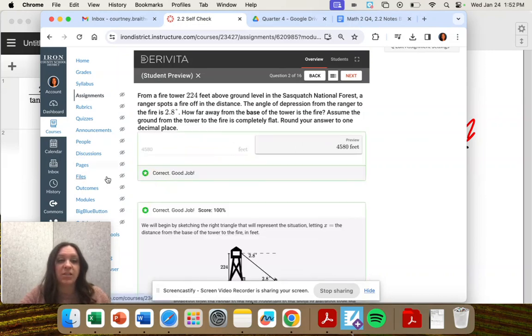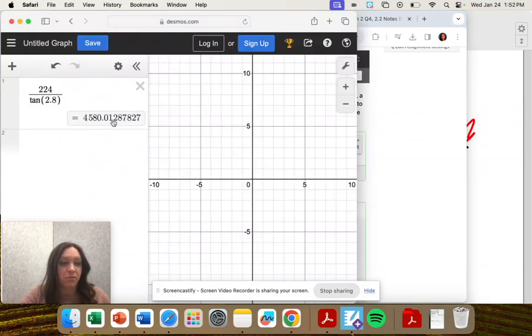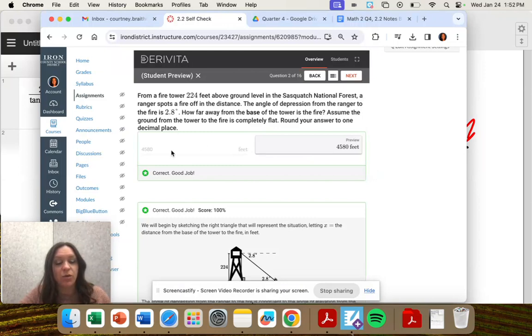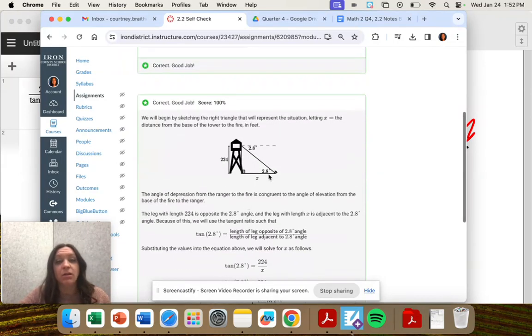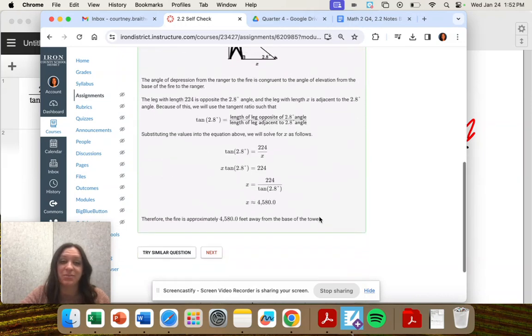It says round to one decimal place, but it was 0. So I could have added 0.0, it wouldn't have changed anything. That is a much better picture than mine, but that's okay. Same answer.